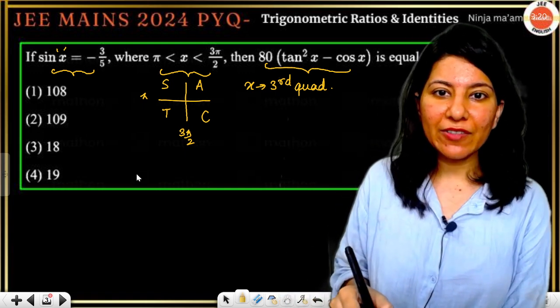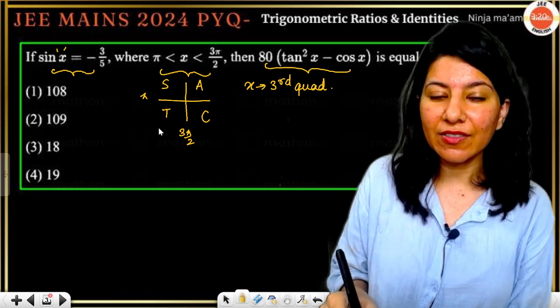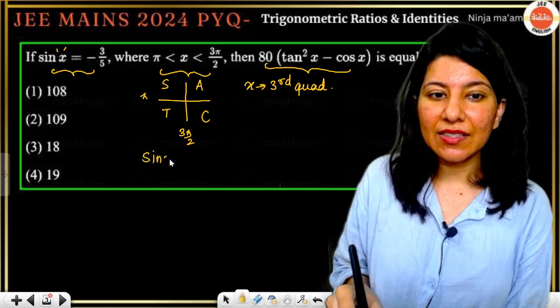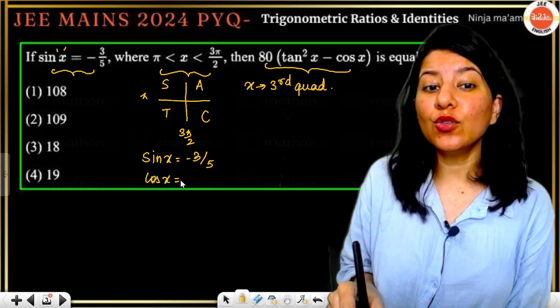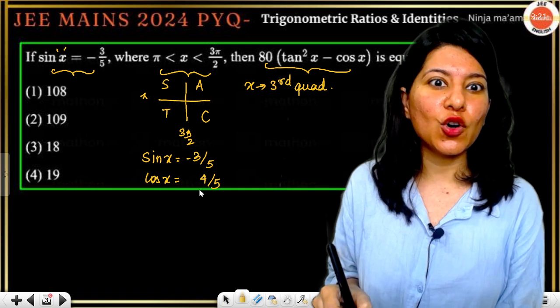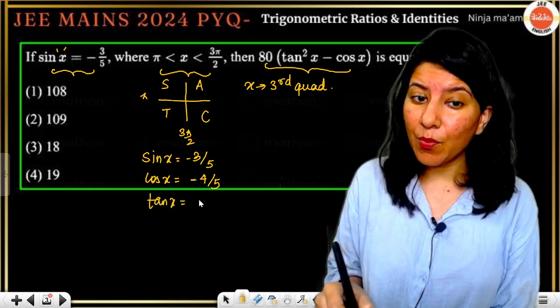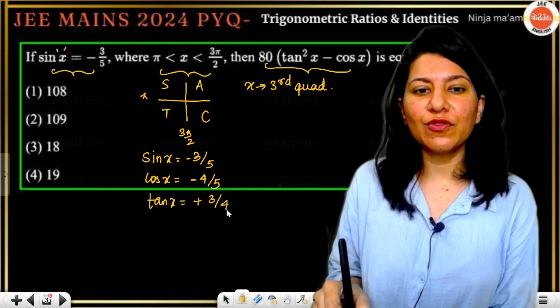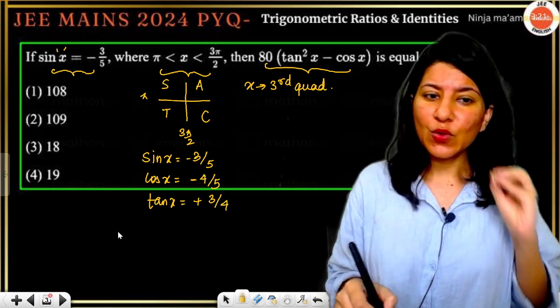Perfect. Now the third quadrant is there, so only tan is positive. Sin x is minus 3 by 5. What about cos x? Cos x value we know is 4 by 5, but what about positive or negative? Cos x in the third quadrant is also negative, and tan is positive, 3 by 4. So we know all the values. Now you just need to plug in the values and calculate. That's it. The whole question is done.